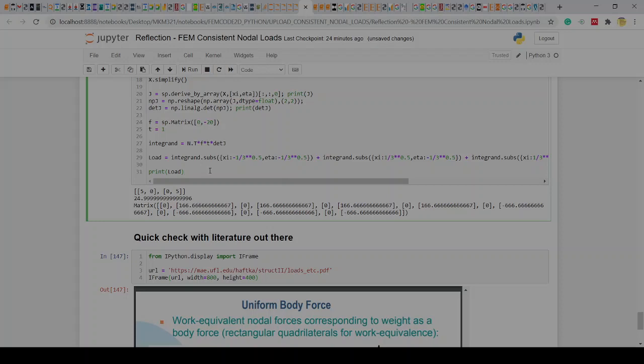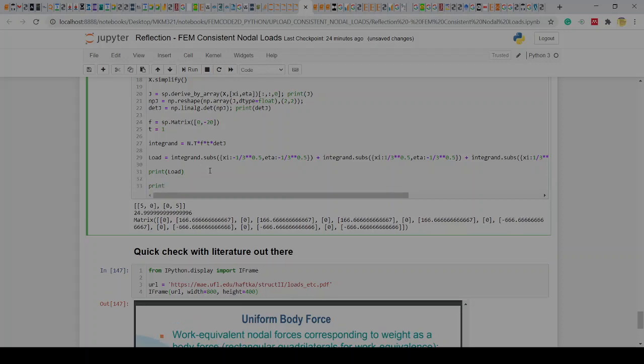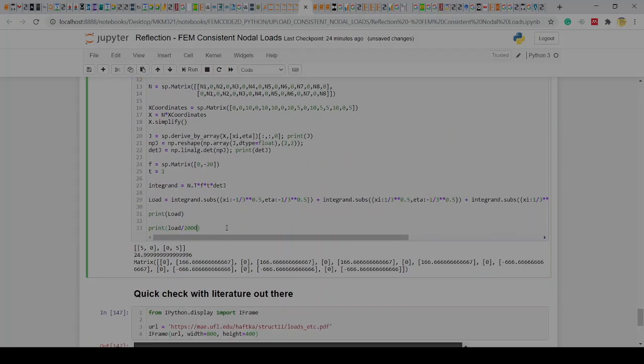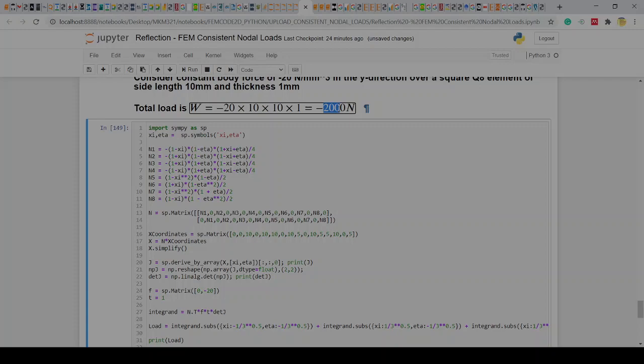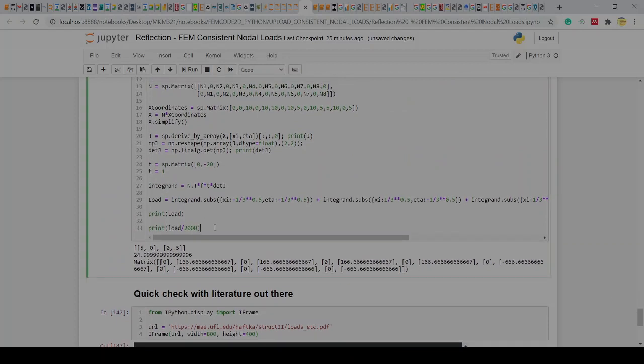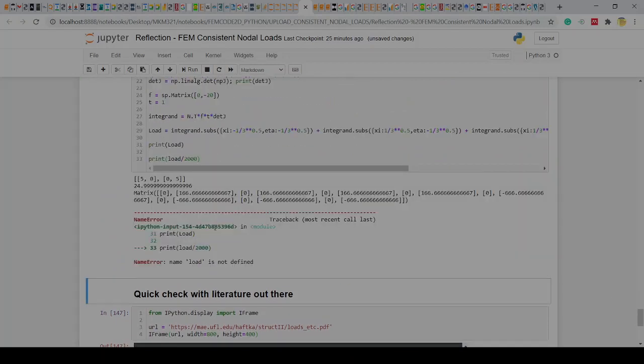So what I'm going to do is print the load. I'm going to divide by the 2000 newtons, which I've just calculated here at the top. So let's divide by the minus 2000 there. Let's just divide by the magnitude, otherwise I'm going to confuse the sign issue now. So I'm just going to divide by the magnitude of 2000. And what I should see then is essentially this kind of split of 1/12, 1/3, because this is a uniform body force.